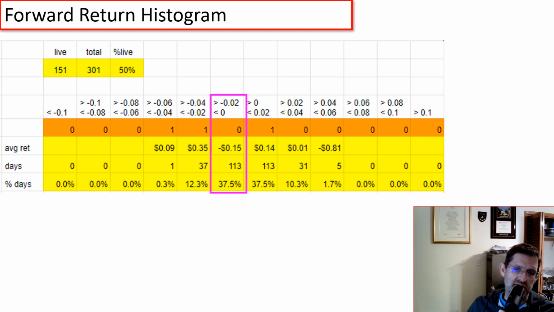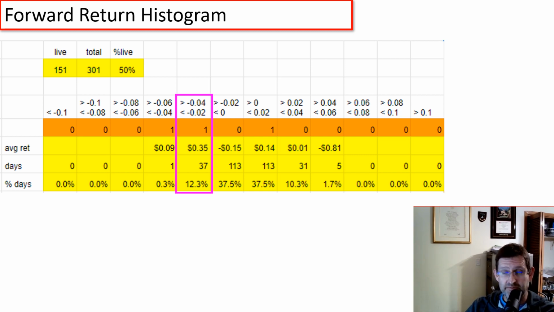So the bear side is also interesting. When the price is between 0 and 2% below the 10-day moving average, as it was 37.5% of the time, the stock declines on average 15 cents on the following day. So it's pretty strongly negative expectancy. However, when the stock falls further below the 10-day moving average, in this case, 2% to 4% below the 10-day moving average, the following day's return is on average quite positive.